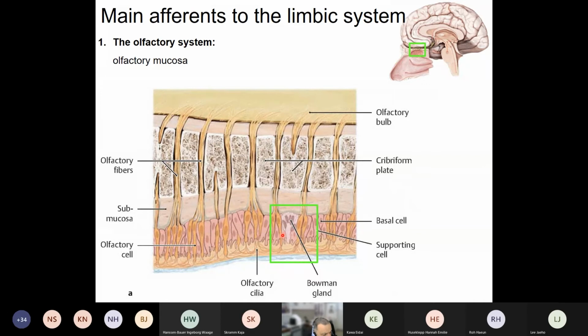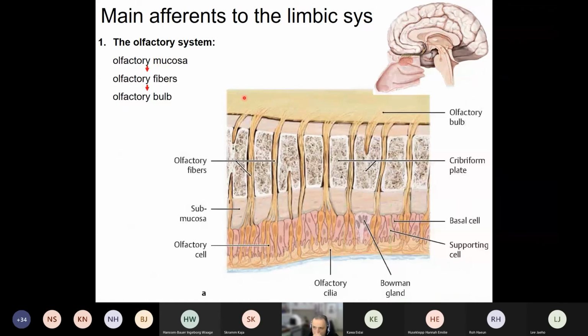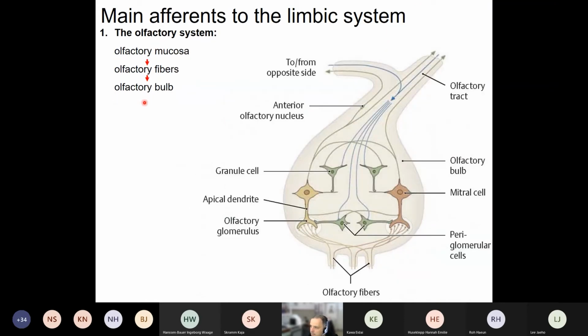I gave you a lecture in the early part of the semester about receptors, and I took this example at that time, that here the olfactory information is picked up, and from these cells, the cilia will pick up the signal, and their own axon will carry this information through the cribriform plate into the olfactory bulb, where then the information is signalized further to the second order neuron of the system. So olfactory mucosa, olfactory fibers, and we arrive in the olfactory bulb.